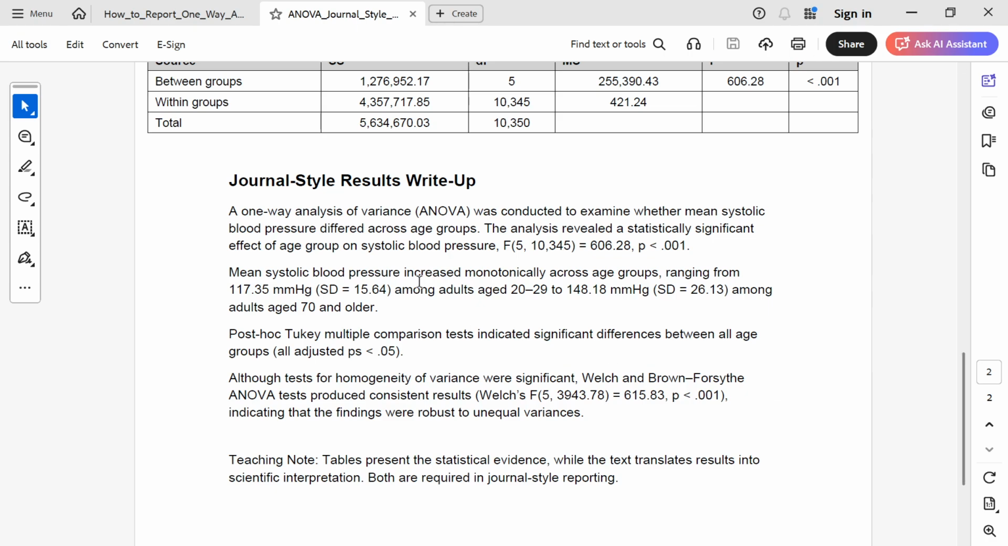You just put them into the discussion in the description part, like the Tukey test results and the assumption tests, like the equal variance assumption test, etc.